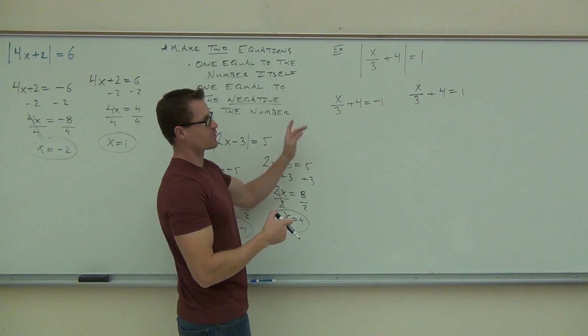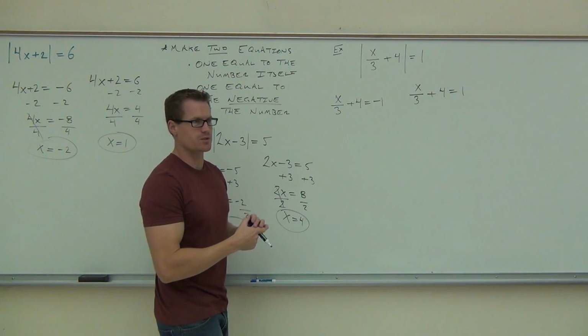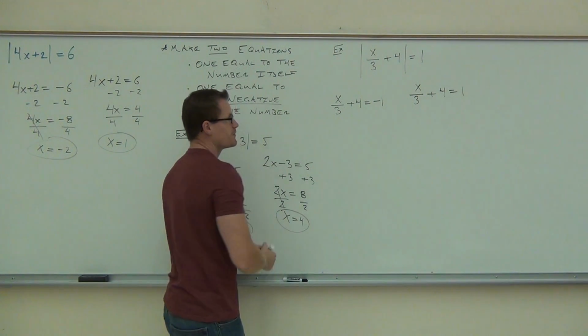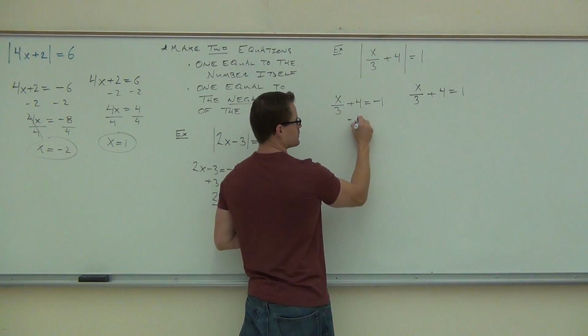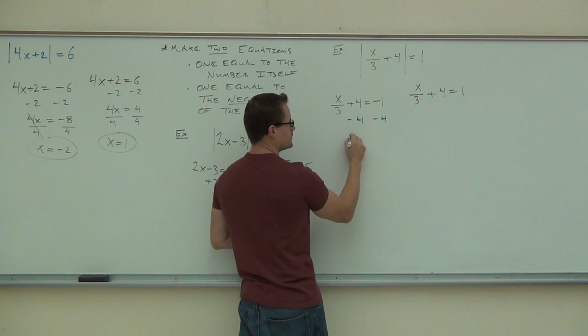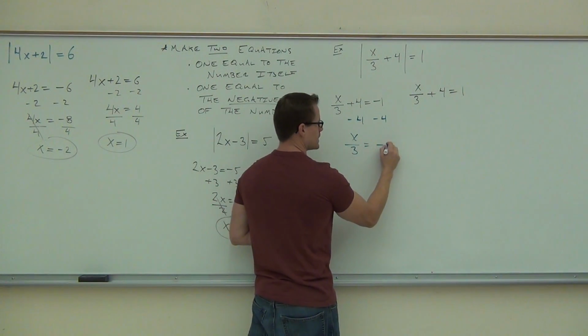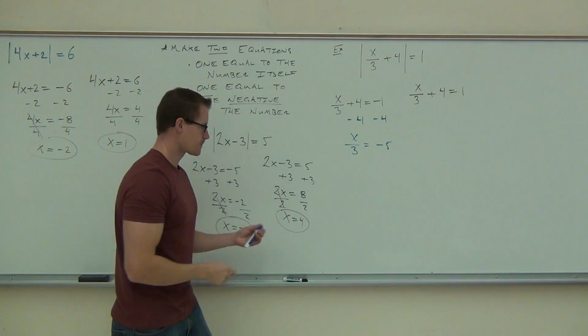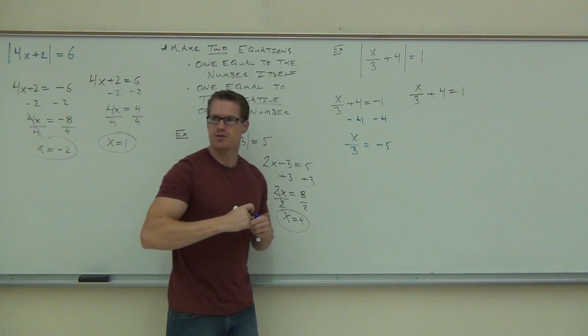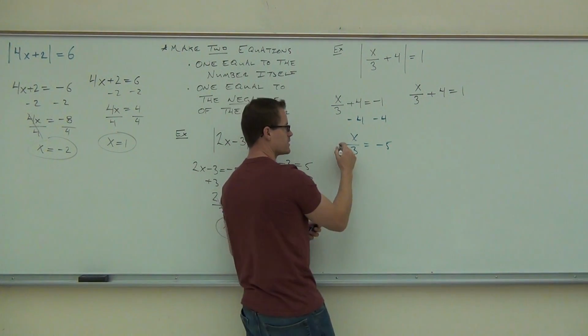Maybe I'll do one way and one the other way so you see the difference up here, okay? So first way, if you subtracted 4 first, you get x over 3 equals negative 5. And then you could multiply both sides by 3 because we have x divided by 3. The way you undo that is multiply.